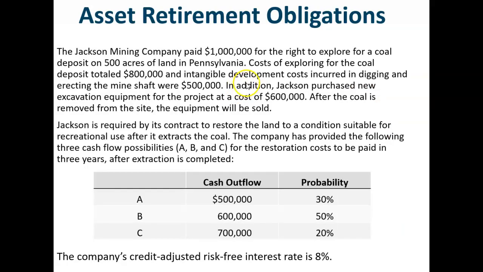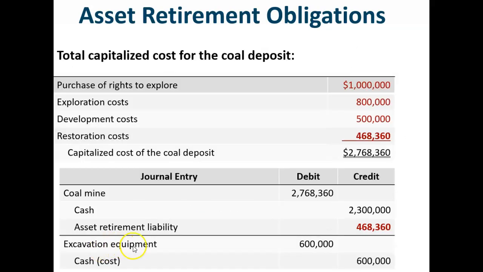Do you remember that in this illustration, Jackson purchased excavation equipment for $600,000? We record the purchase of the excavation equipment in a separate journal entry. Debit excavation equipment, $600,000. Credit cash, $600,000.